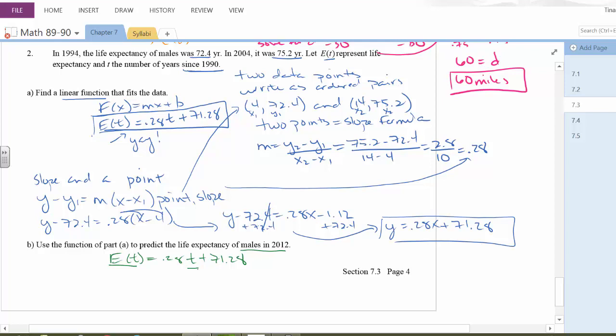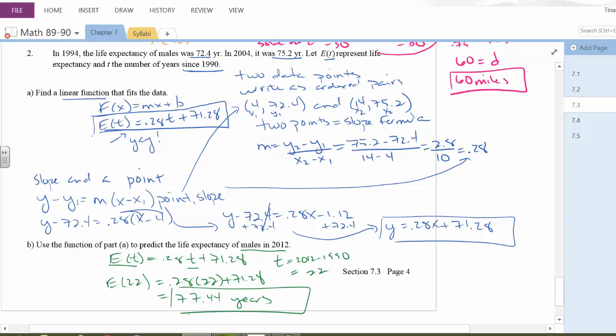What did they give us? Did they give us time or did they give us the expectancy? For us, they gave us t. They said 2012. Well, how many years after 1990 is 2012? You could even do the math, just finding the difference. And so you end up saying let t equal 22. And so you just find e of 22. So 0.28 times 22 plus 71.28. Throw that into your handy-dandy calculator. You get 6.16 plus 71.28, or 77.44 years was the life expectancy in 2012.